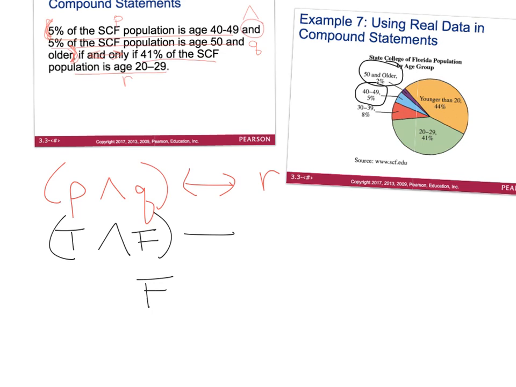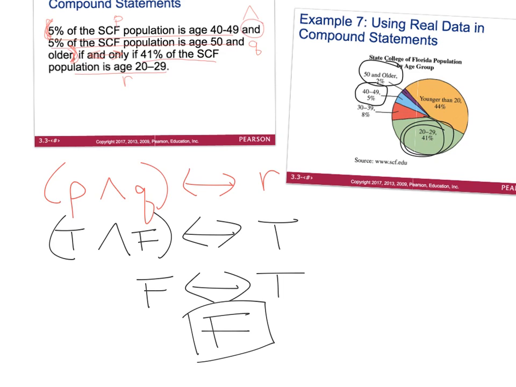Now we have to figure out if R is true or false. So R is 41% of the population is 20 to 29. That is a true statement. Now, for biconditional, remember you only get to mark that true if they have the same truth value. Well, in this case, we have a false and a true, so this statement that they've made is false.